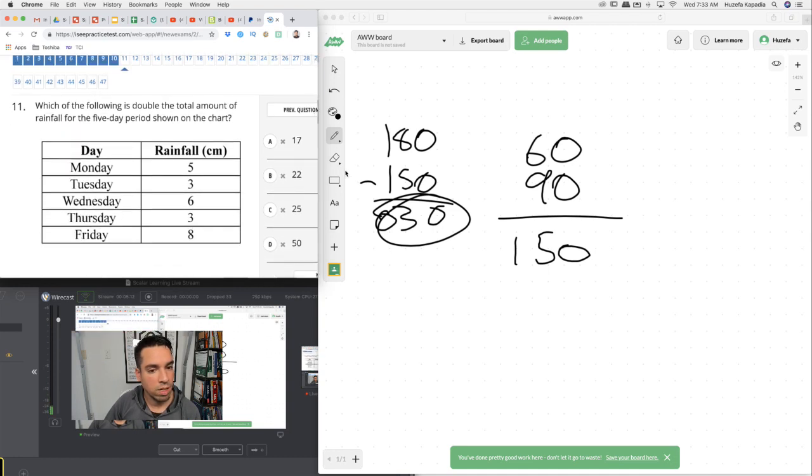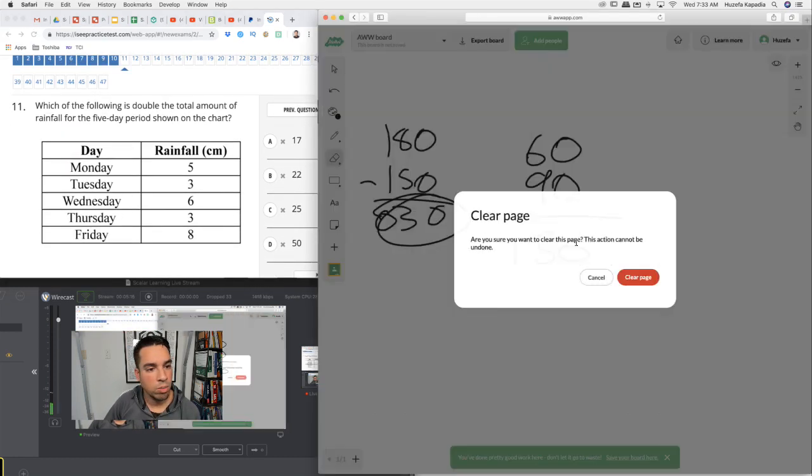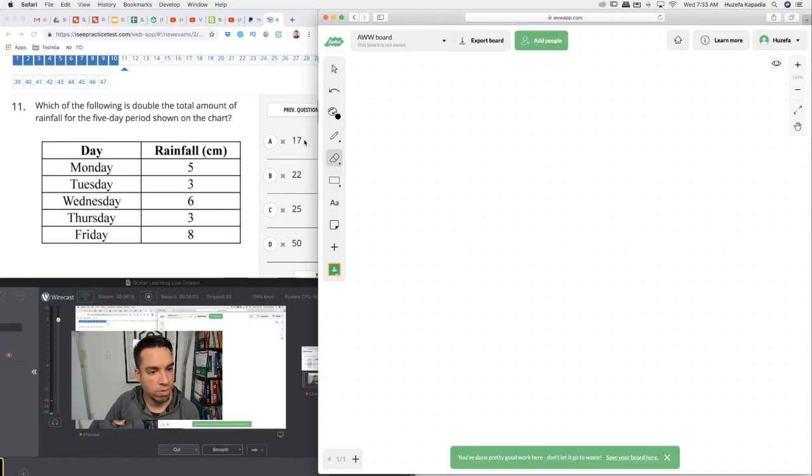Next, which of the following is double the total amount of rainfall for the 5-day period shown on the chart?